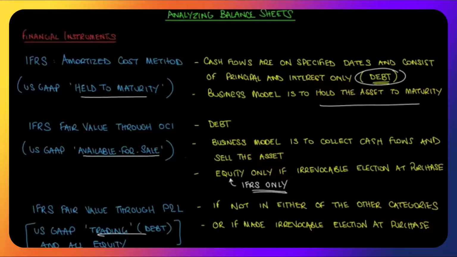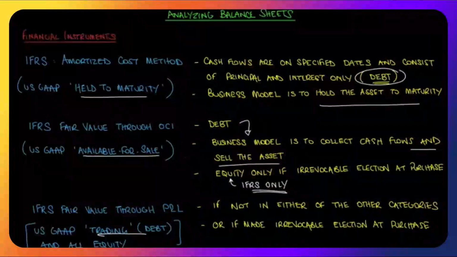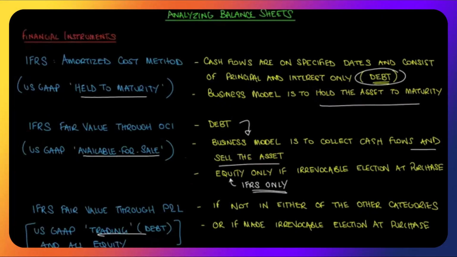What about fair value through OCI? For IFRS, it's debt, again, so same test here. The business model must be cash flows, but this time your business model says I'm going to collect cash flows, but I may sell the asset. So it's on my balance sheet. I'm not saying I bought it to just sell it, but I may sell it. I can't guarantee I'm holding to maturity.